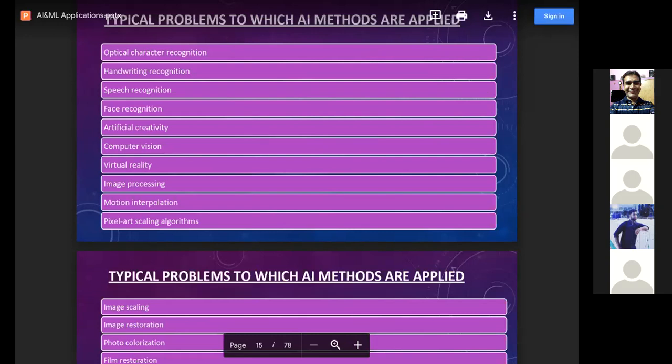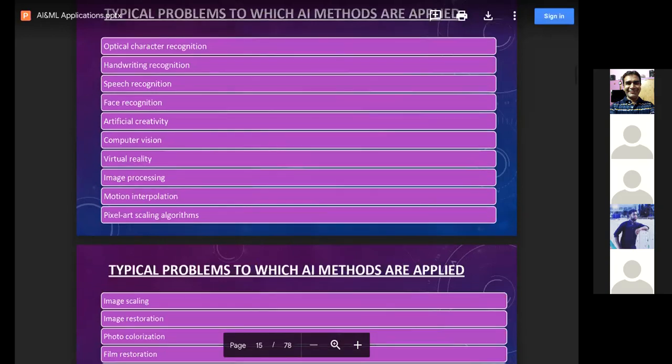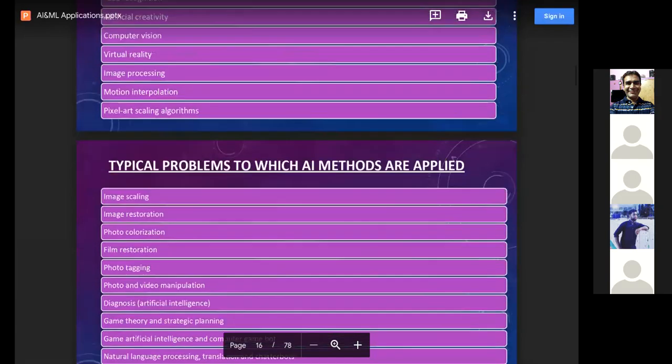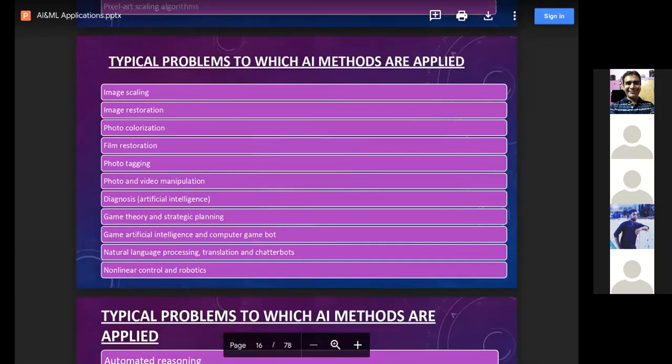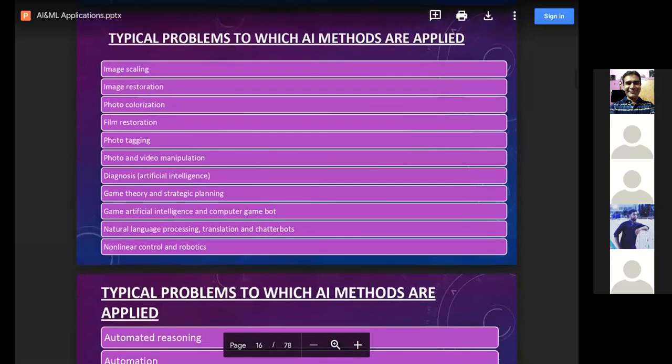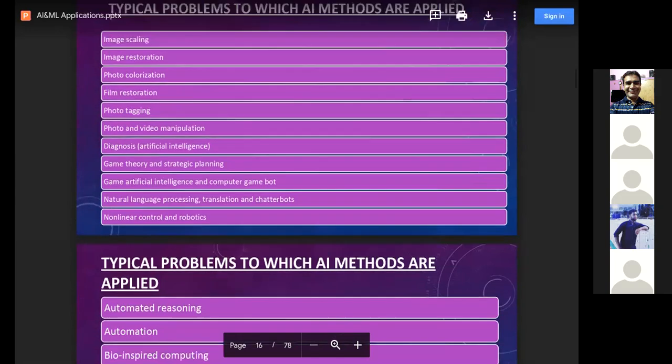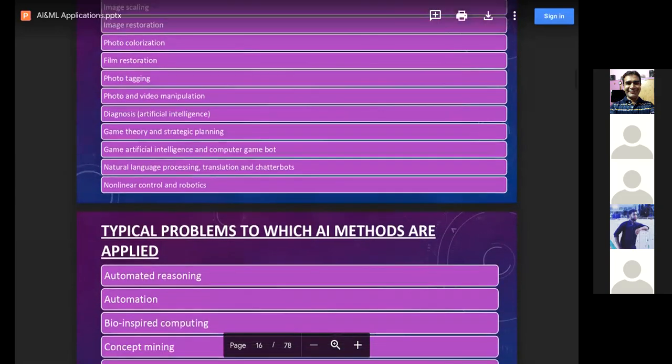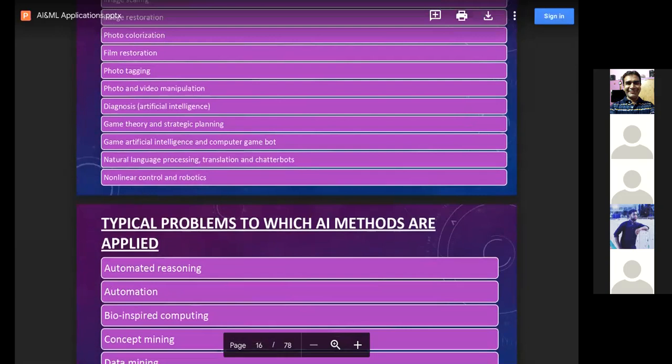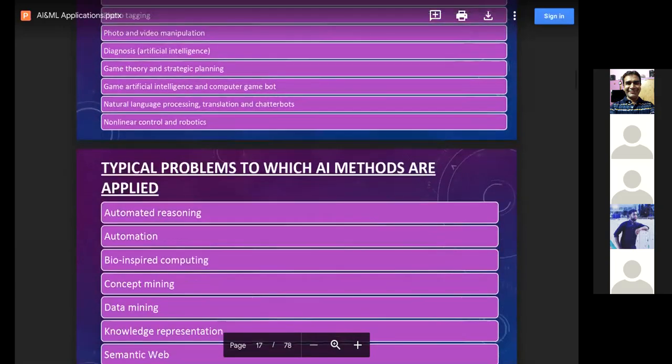So similarly, we have virtual reality, image processing, motion interpolation, and pixel art scaling algorithms, where image sensing is being achieved. You have various other applications like image scaling, photo tagging, photo and video manipulations, diagnosis, game theory and strategic planning, game artificial intelligence and computer game bots, natural language processing, nonlinear control, and robotics.